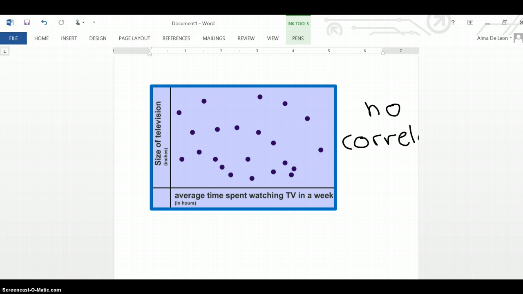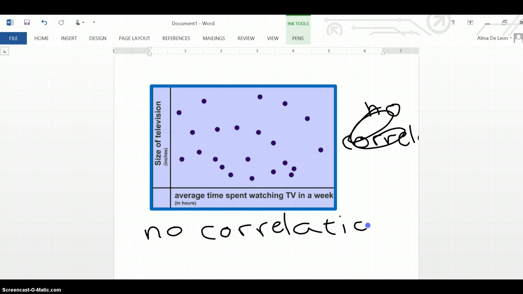And I wrote too much. Let me write it down here. There is no correlation. Here we're comparing the average time spent watching TV in a week versus the size of the television. And there appears to be no connection between how much time you spend watching television and the size of your TV. If you want to watch television, you're going to watch television, whether you're watching it on a 50-inch TV or a small 24-inch TV.